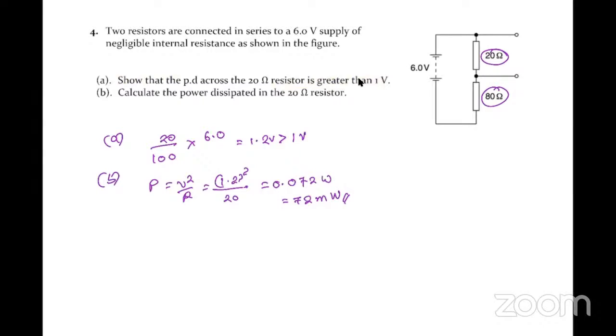Is the potential divider making things easier or making things difficult? Easy. You don't have to find currents. Now let's move on.